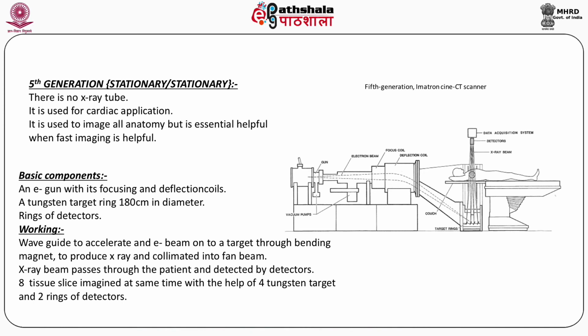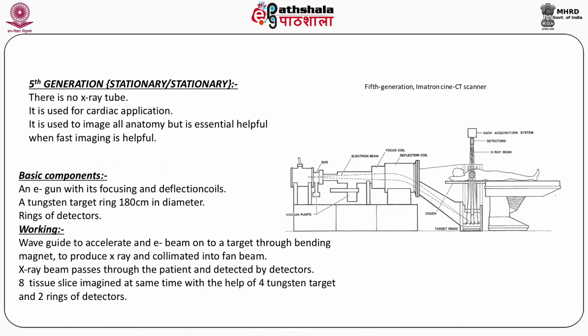Tungsten ring of target, and it produced X-rays. The scanner has an electron gun with a spoke sink cuff, deflection coil, tungsten target, 180 centimeter in diameter, and a ring of detectors. In its workings, a waveguide was used to accelerate the electron beam onto a target through bending magnets to produce X-rays and collimate it into the fan beam.